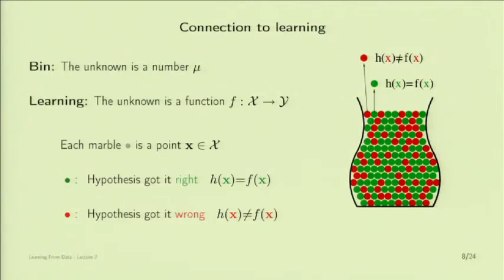Now, this will add a component to the learning problem that we did not have before, okay? There is a probability associated with the bin. There is a probability of picking a marble, and independently and all of that, okay? When we talked about the learning problem, there was no probability. I will just give you a sample set, and that's what you work with.